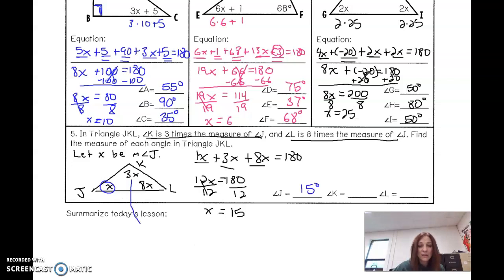But use my summary here. You guys can again fit in your summary part there if you're doing it. 3 times 15 is 45. And we can do 8 times 15, and 8 times 15 is 120. If I grab a calculator and add 15 plus 45 plus 120, I get 180. Okay? So a lot of algebra involved in this, but because we know how to solve for x using equations, we can find the measure of missing angles.